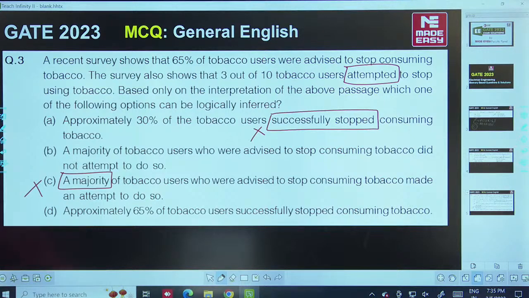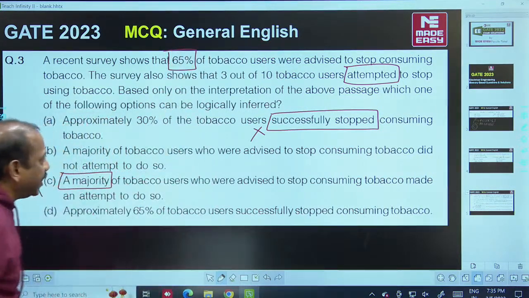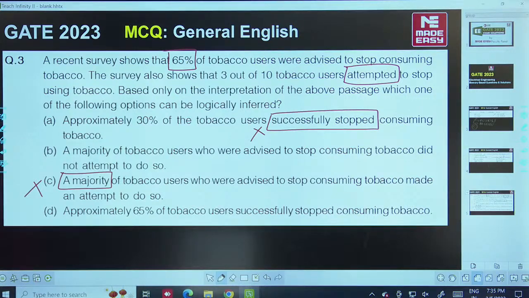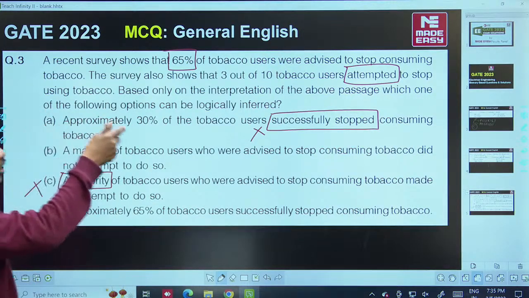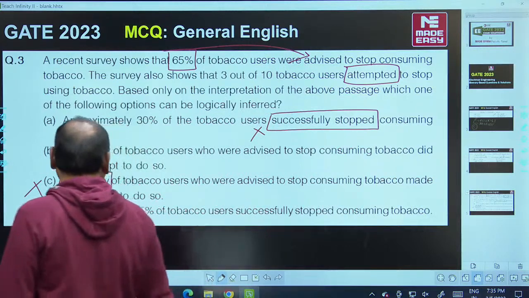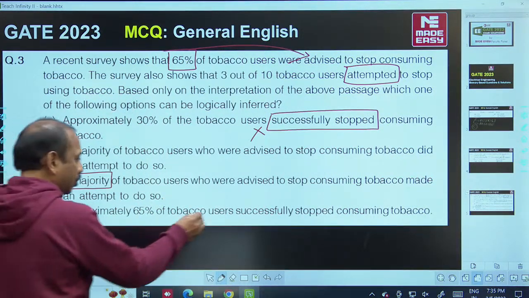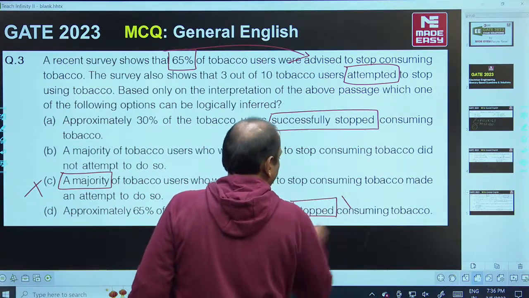Now look at option D. Approximately 65% of tobacco users successfully stopped. They didn't stop. Look at the passage, 65% in the passage is used to refer to people who were advised to stop it. So 65% is attributed to being advised to stop. That's why it's wrong. Approximately 65% of tobacco users successfully stopped. They didn't stop. 65% of the tobacco users were advised to stop it. So this is again contradictory to the passage. So again here, take this word stopped, based on which you can eliminate.